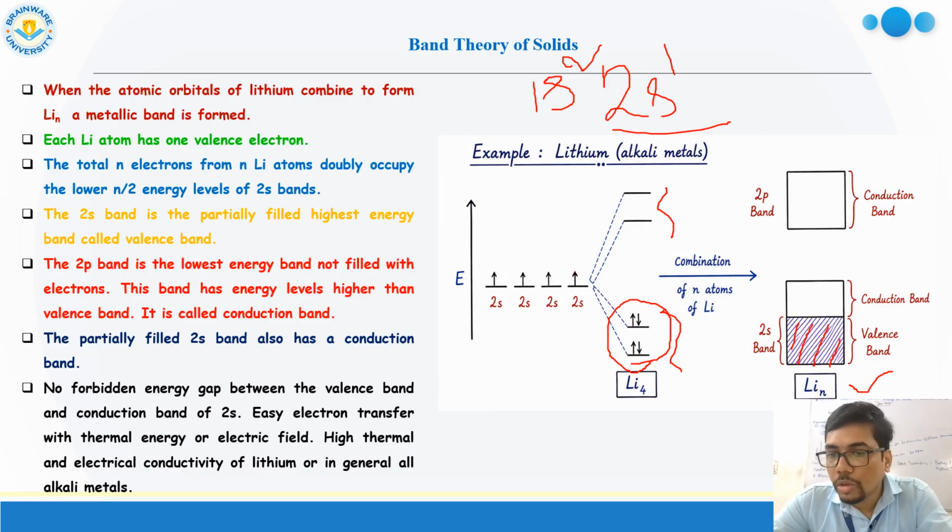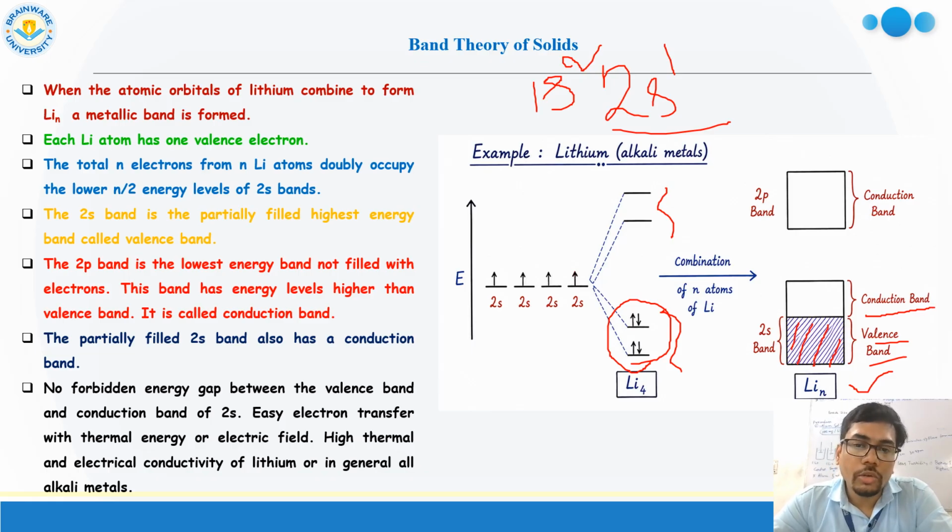So in the case of the 2s band, some portion is electronically filled. So the 2s band is not completely electronically filled, it is partially filled, and the electronically filled portion is called the valence band, and the vacant portion of the 2s band is called the conduction band. Okay, where electrons are absent.